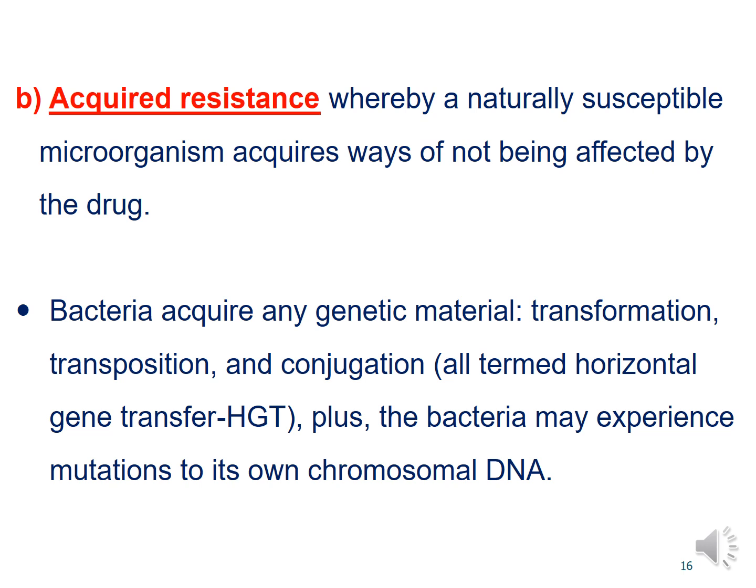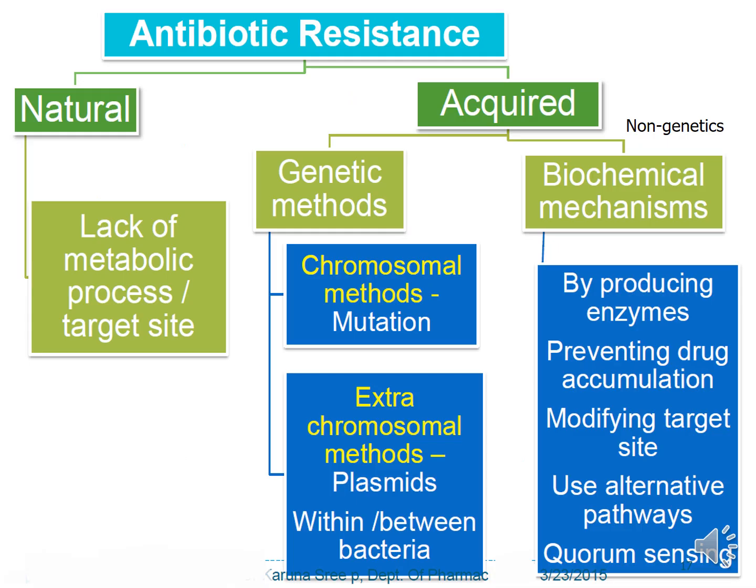Bacteria acquire genetic material by transformation, transduction, and conjugation, all termed horizontal gene transfer. Plus, the bacteria can experience mutation in its own chromosome. So antibiotic resistance can be natural due to the lack of metabolic processes or target sites. Acquired can be through genetic or biochemical methods. According to genetic methods, it can be chromosomal by mutation, or extrachromosomal by plasmids between bacteria. Biochemical mechanisms may be by producing enzymes, preventing drug accumulation, modifying target sites, using alternate pathways, and quorum sensing.